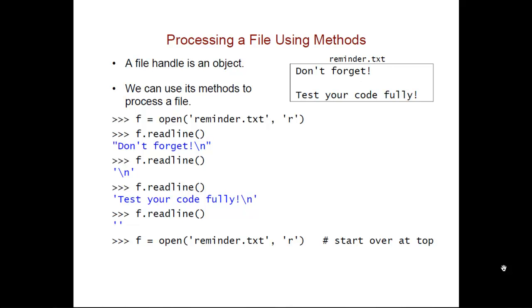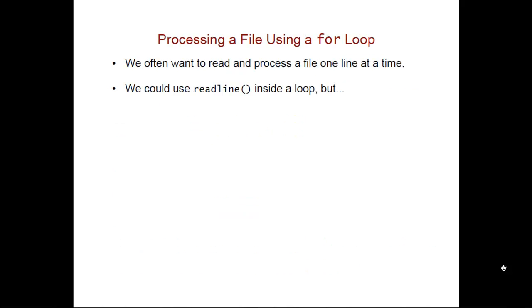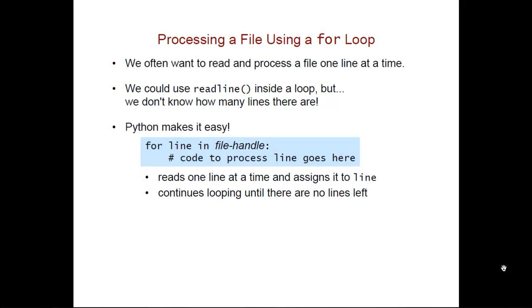Now another method that's available to us in each file handle is a method called read. It gives you back the entire file as one big string. Now often we want to process a text file one line at a time. In theory, we could use a loop and just use readLine as part of that loop. Inside the body, we would call readLine to get the next line. But the problem with that is we often don't know how many lines there actually are, and so we won't know how many repetitions we need to make with our loop. But Python allows us to get around this problem by giving us a special kind of for loop that works with the file handle.